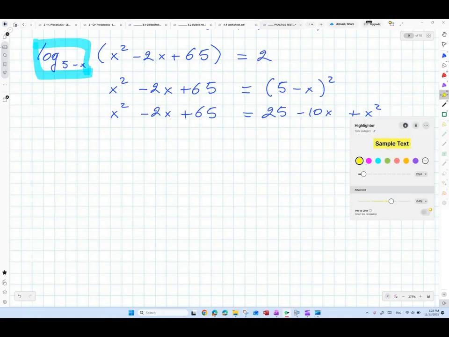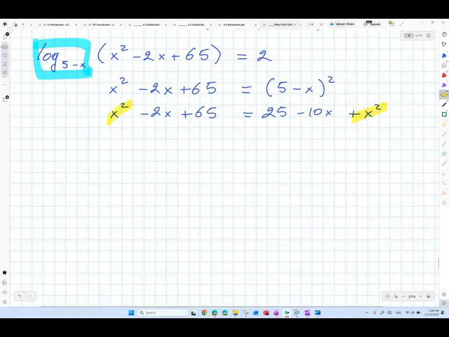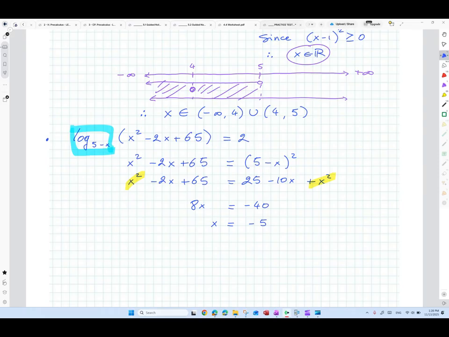Both x squared nicely cancel each other. And I will have negative 2x plus 10x, which is 8x, and 25 minus 65 is negative 40. Therefore, x equals negative 40 divided by 8, which is negative 5. And here, because it is included in the domain of validity, I do not need to go further.